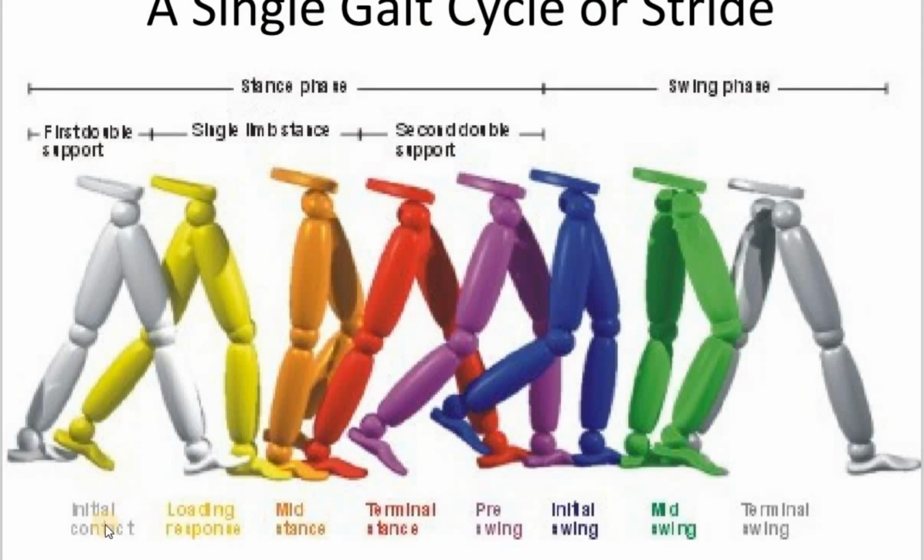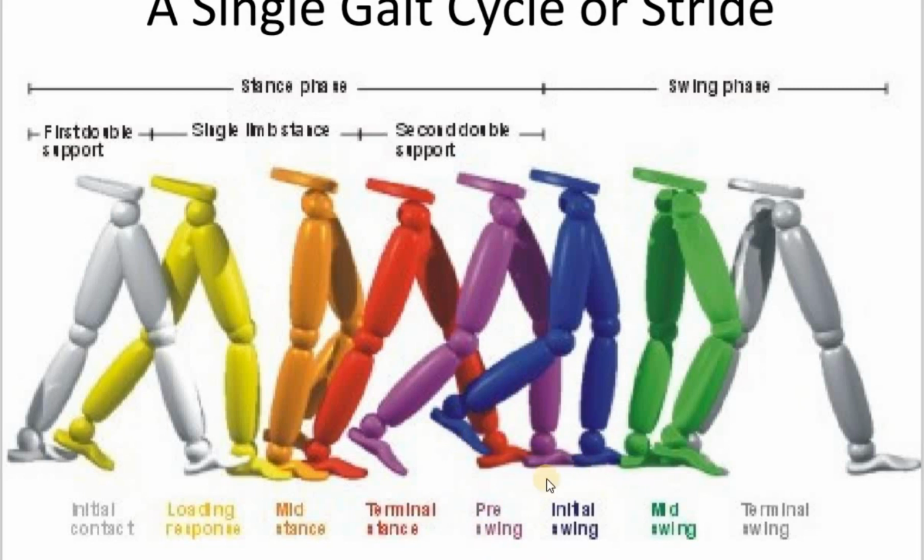There will be initial contact, then the loading response will happen. This leg will take over the loading of the entire body. Then mid stance will happen. Then the heel is lifted up from the ground. Then terminal stance will happen. Then slowly the toe will also lift up in the next phase. The toe is lifting off in this phase. This phase we call the pre-swing phase.